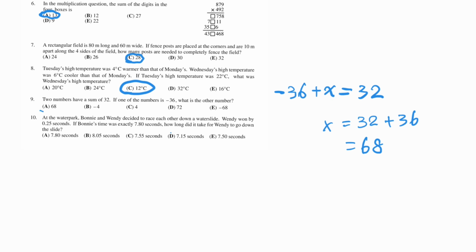Number 9. Two numbers have a sum of 32. If one of the numbers is negative 36, what is the other number? So one number is negative 36, another number is X, and the sum is 32. So X equals 32, bringing the negative 36 over to the other side. That becomes positive, so that's 68. The answer is A.